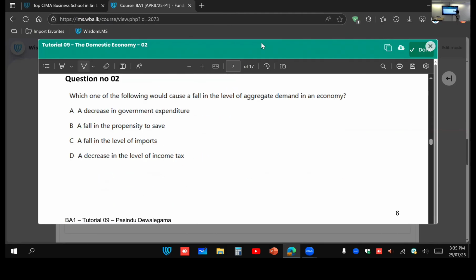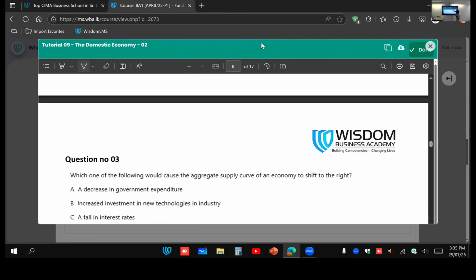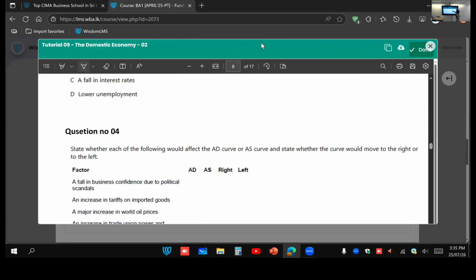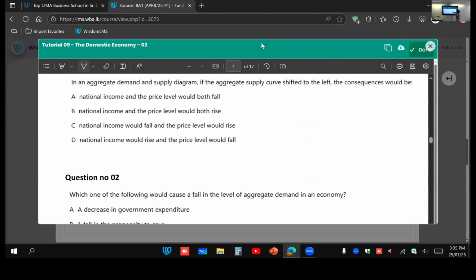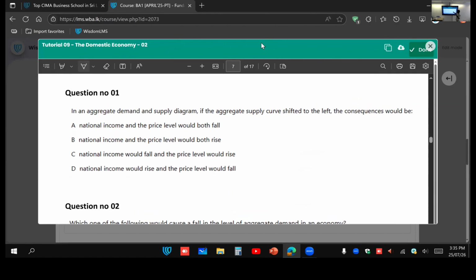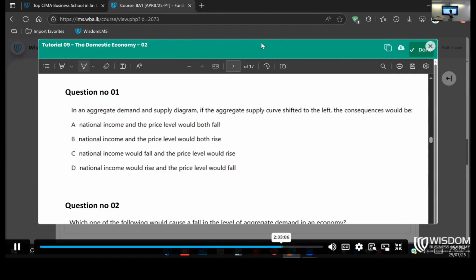How many do you have? Questions 1, 2, 3, 4. Read, think and do.